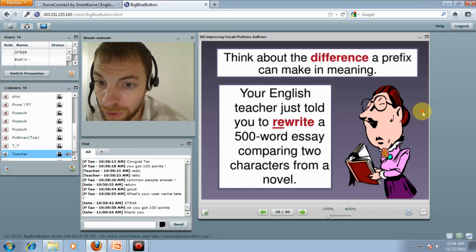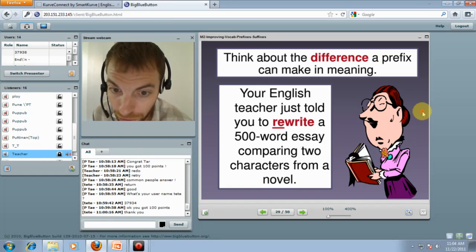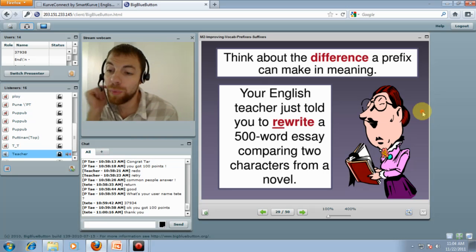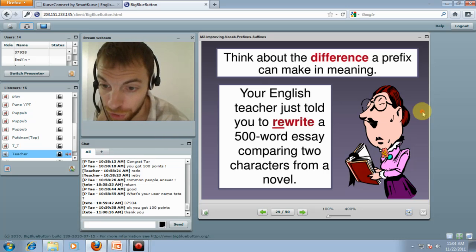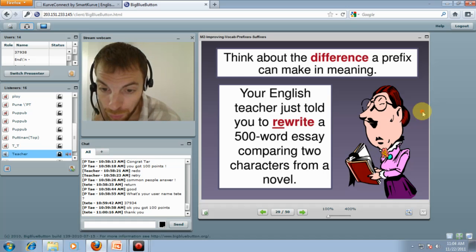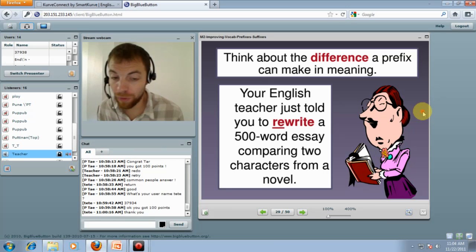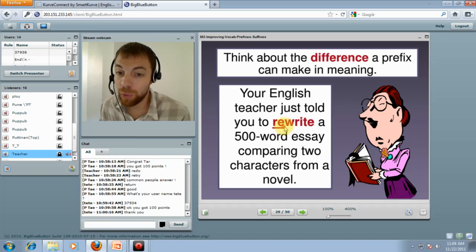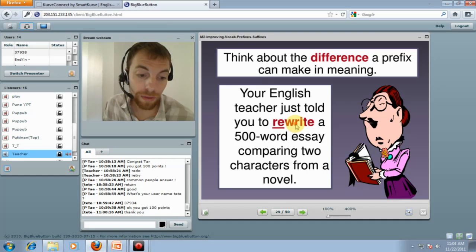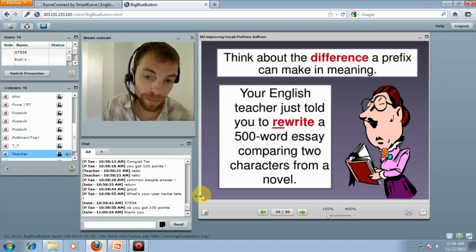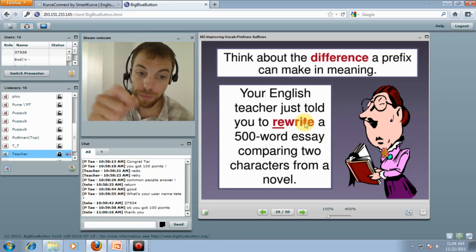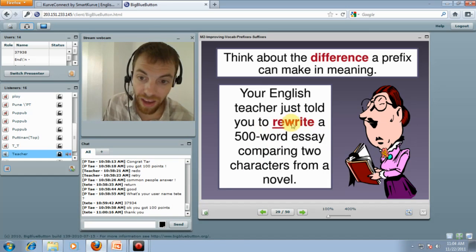Alright, think about the difference a prefix can make in a word. So a prefix is very important. Let's think. If your English teacher just told you to rewrite a 500-word essay comparing 2 characters from a novel. So this is important. Rewrite. What does that mean? Who knows? We know writing is writing. And what does re mean? Do you remember?